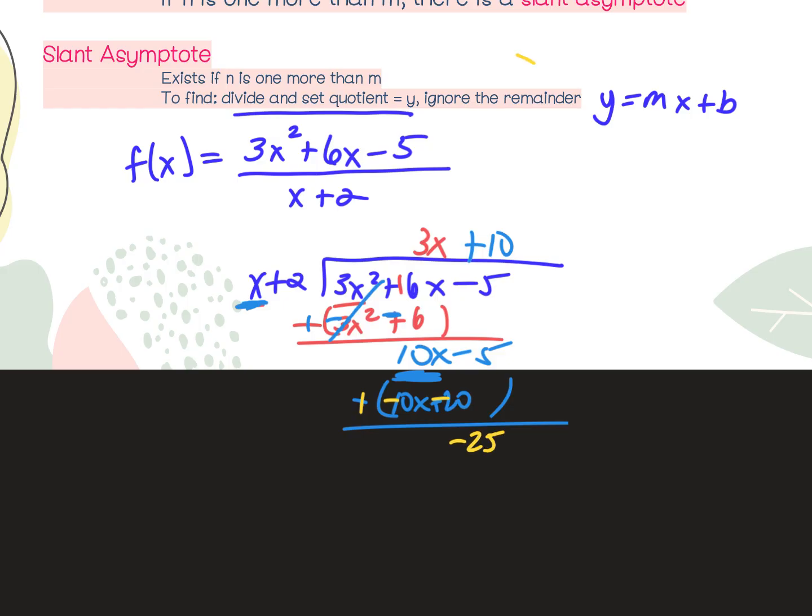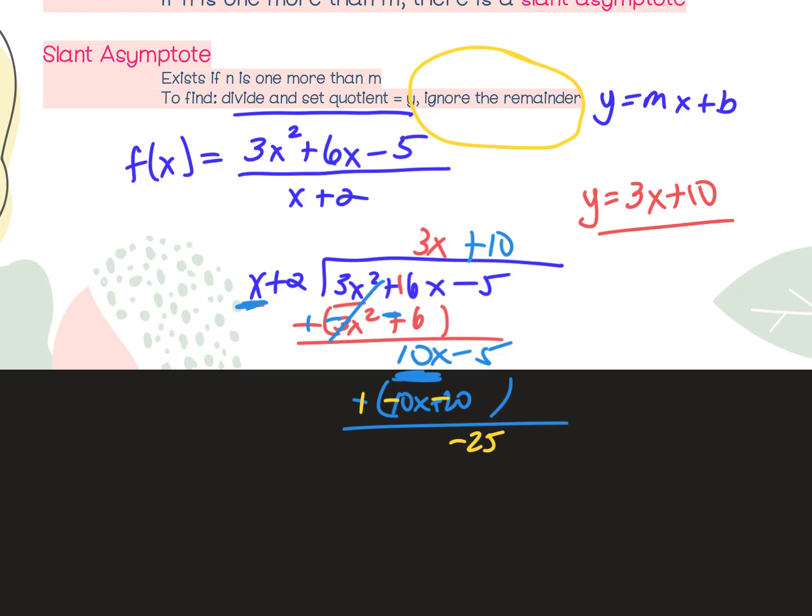Well, what does it say right here? You ignore the remainder. You do not include the remainder in your answer. So your slant asymptote is at y equals what? 3x plus 10. Always written as a line. But if you have a horizontal, you will not have a slant. If you don't have a horizontal, then you will have a slant. And again, once we go through the next 6 examples, you guys are going to be like, oh, this is easy.